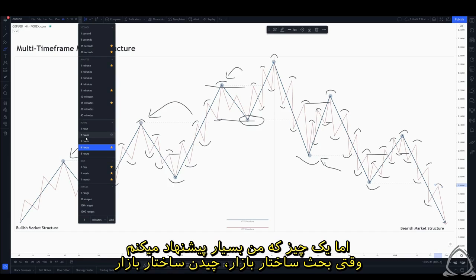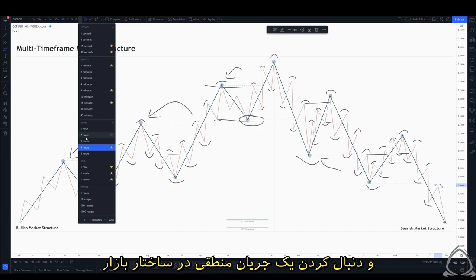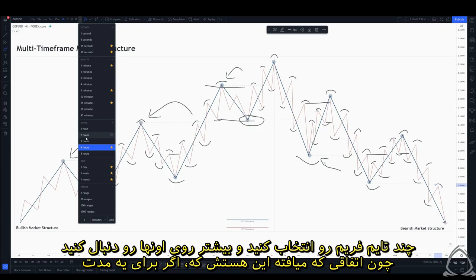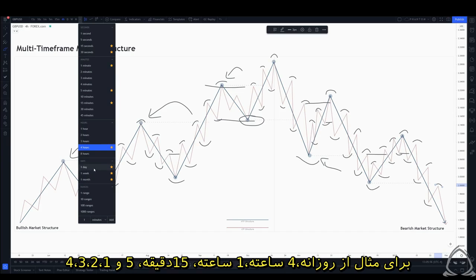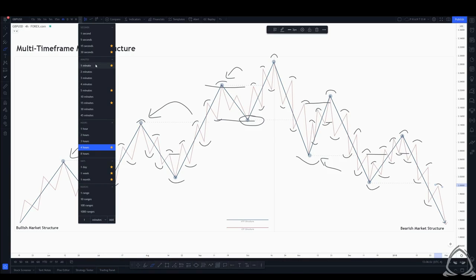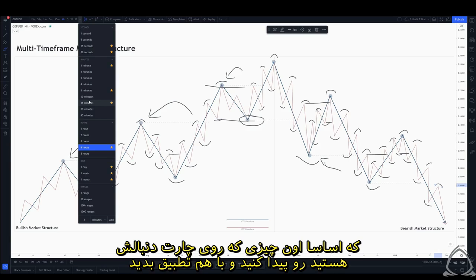But one thing that I do strongly suggest when it comes to mapping market structure, and following a logical flow in market structure, is to pick a few time frames and follow them more specifically. Because what will end up happening is, if for a while you're using, say, the daily, the 4 hour, the 1 hour, the 15 minute, the 5 minute, then the 4, 3, 2, 1 minute, you're going to start just looking through time frames to essentially match whatever it is you're trying to find on the chart.